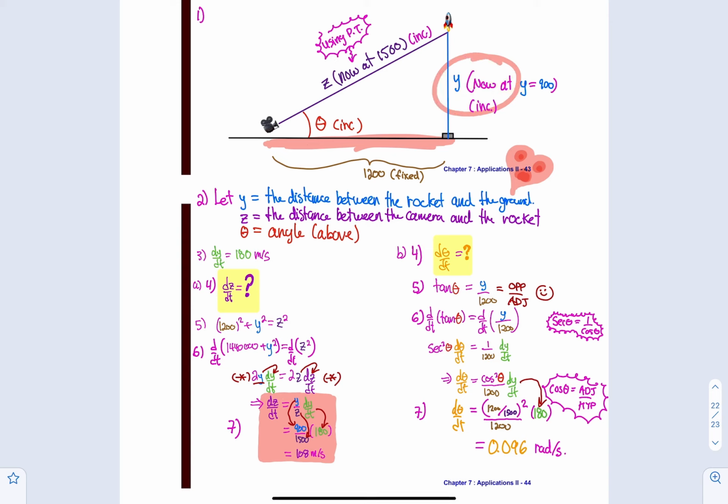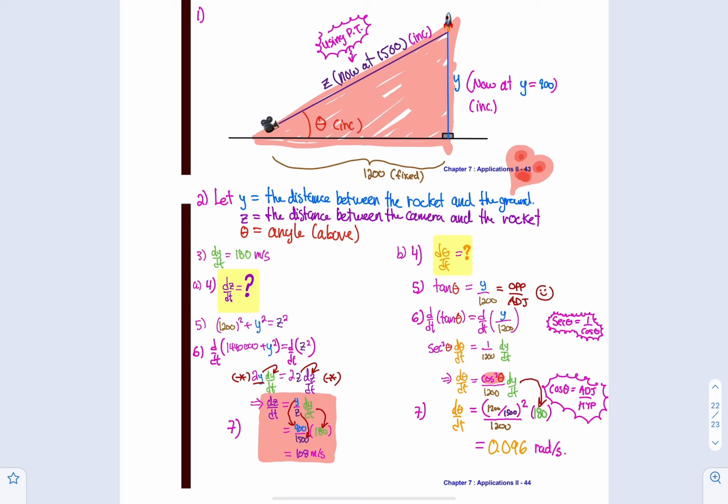So just be careful. Tan theta became secant squared theta times d theta/dt. The y over 1200 became 1 over 1200 times dy/dt. In that formula, I had almost everything except secant squared and d theta/dt. But when you isolate d theta/dt, the cos squared, any trig ratio, if you have a right triangle, if you want a sine, a cosine, a tan, or anything else, just use your triangle and don't worry about the angle. You're going to be way more efficient that way.